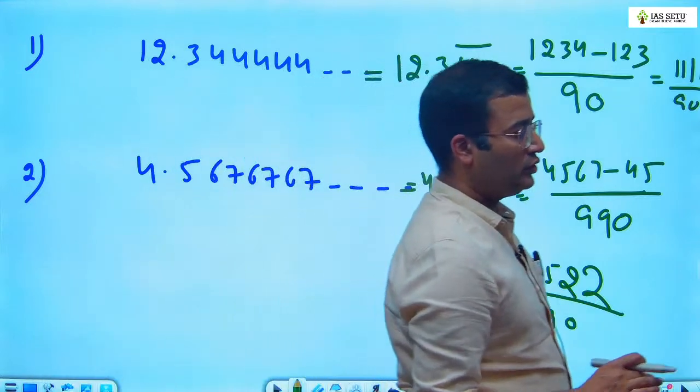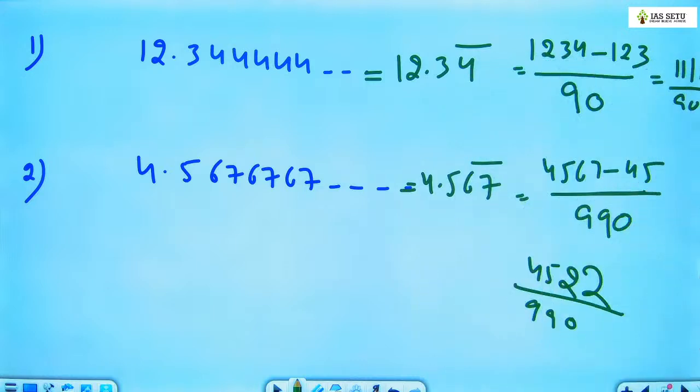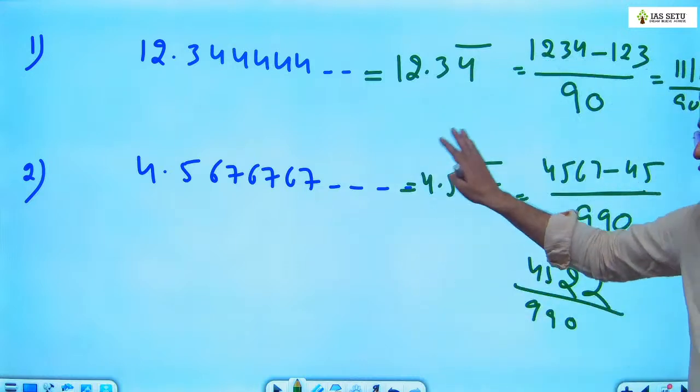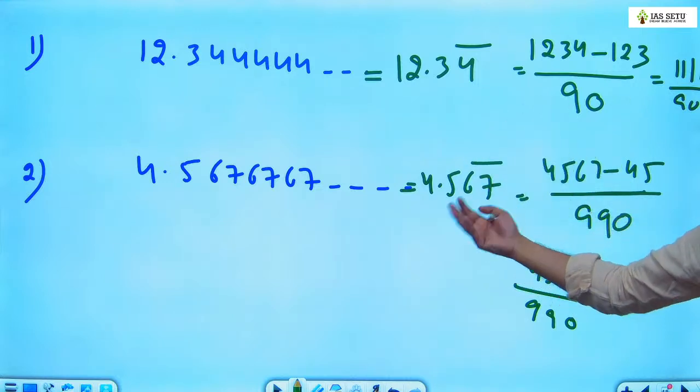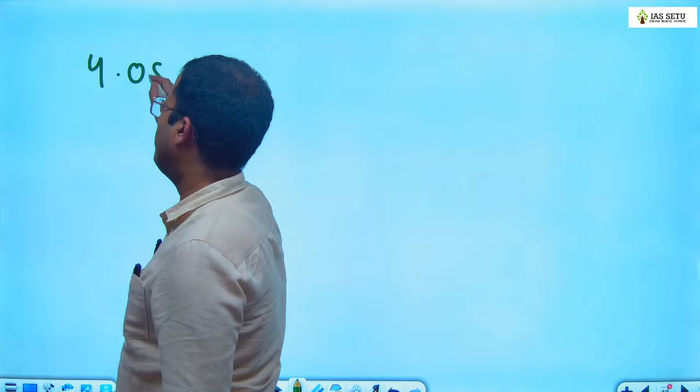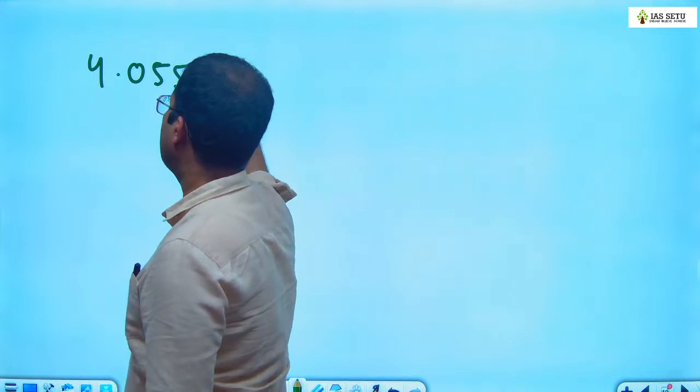Let me ask you one more question. I have seen generally students make mistakes in that particular question. Then I will tell you the language that is applicable for type 1, type 2, type 3 also. Try this question. 4.05555.